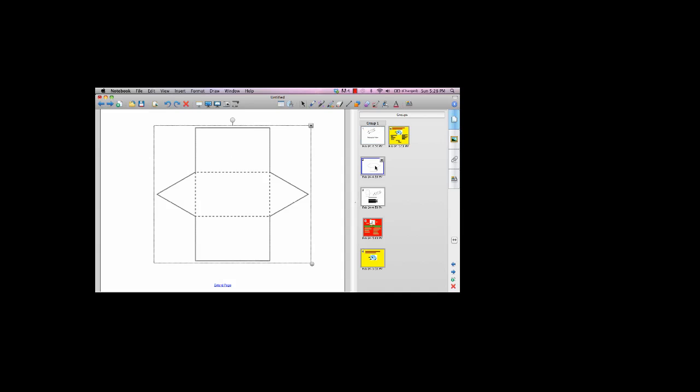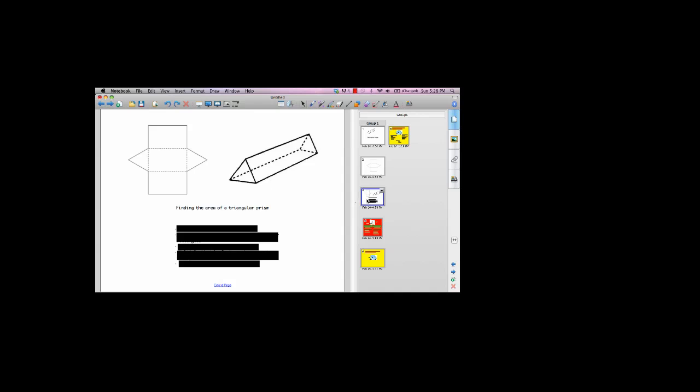If you were to literally pull this apart and just fold it up like you would a box, you would see that there are three rectangular faces and two triangular faces. So five faces in all, and that makes things a little bit easier in terms of the process for finding the area of a triangular prism. You could probably guess the steps. See if you could guess along with me.